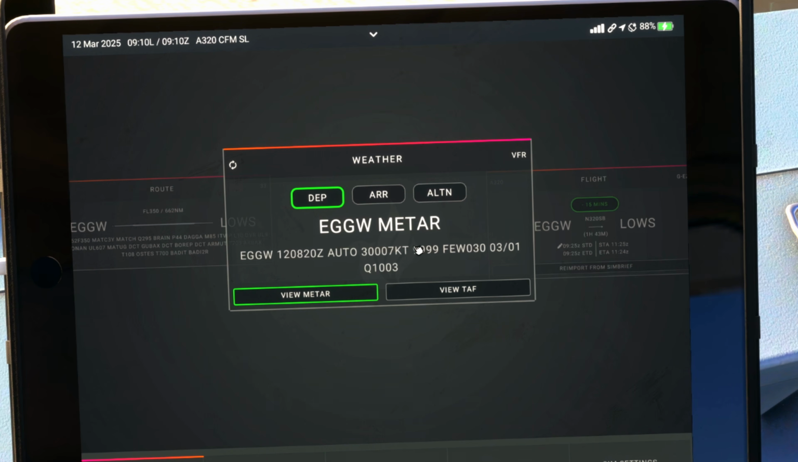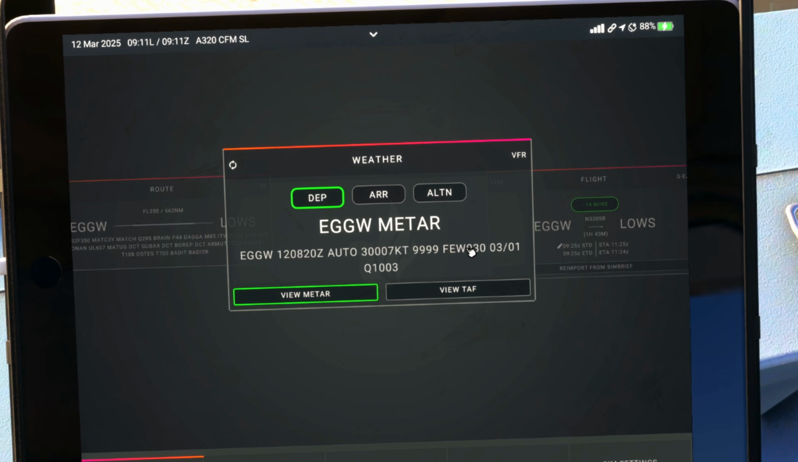Next we have our visibility. Where you see 4 nines, that means that visibility is 10 kilometers or more. If it was 0500 here, that would indicate that visibility would only be 500 meters. It's measured in meters. If you're in the US, you will see SM here after a number because they measure this in statute miles.